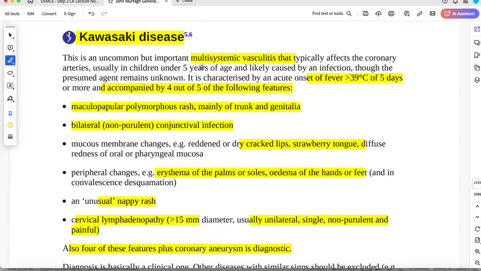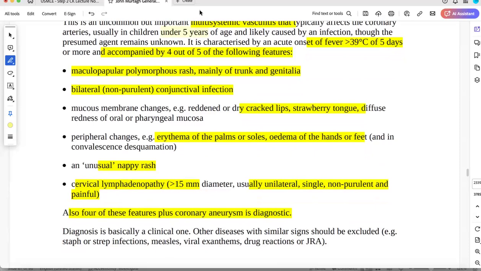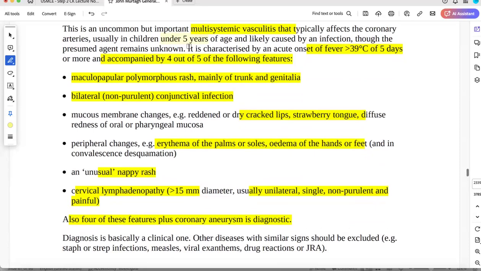Kawasaki disease. Now, Kawasaki disease is not a viral infection, not a bacterial infection. It's called multisystemic vasculitis. So it's an inflammation of the vessels, and it can affect almost any kind of vessels in the body. But it is notorious for affecting the coronary arteries. It's common in children under 5. So how does it present? It is difficult to diagnose, but there are some criteria that you need to memorize.